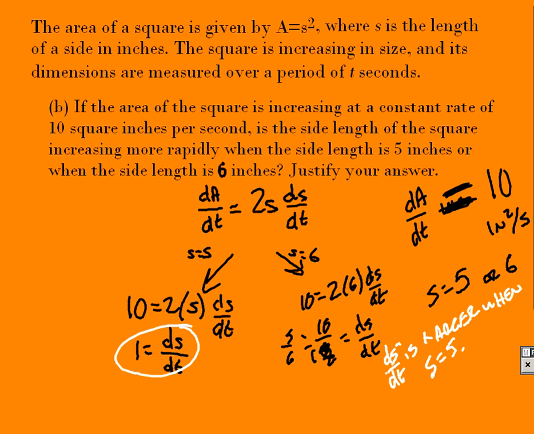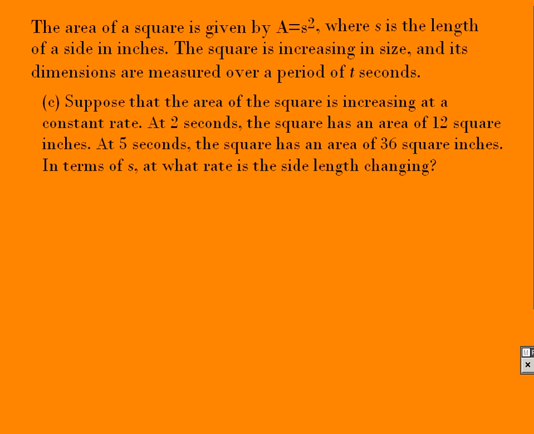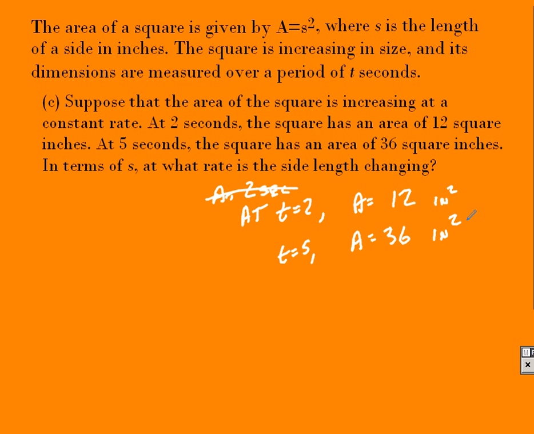Okay, and then problem C, the area of the square is increasing at a constant rate. Again, we don't know what it is, but we need to figure it out. At time equals 2, the area is equal to 12 square inches. At time equals 5, the area is equal to 36 square inches. They want to know what rate the side length is changing.